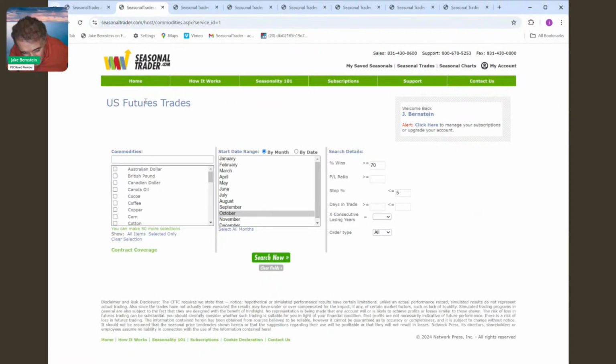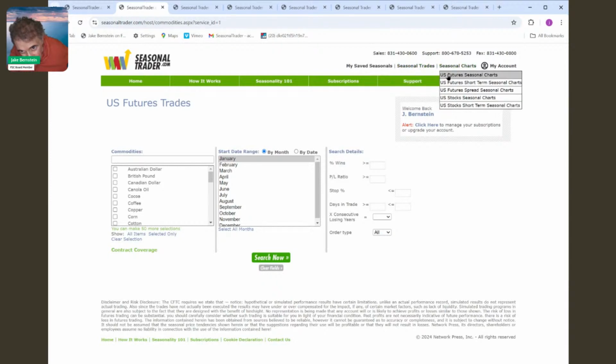If you're a grain trader and you look at grain prices, you can see that they are following their usual seasonal trend. How do we know that? You can run the chart. Let me show you what I mean. US futures trades like so. And let's go to soybeans. Let's go to the seasonal charts. US seasonal charts. And let's go to soybeans.